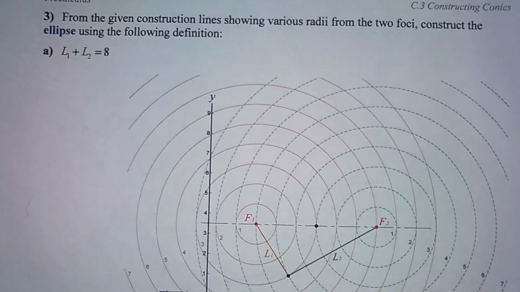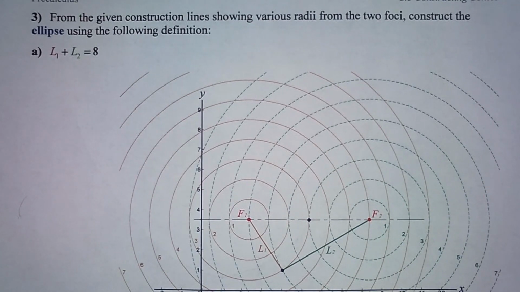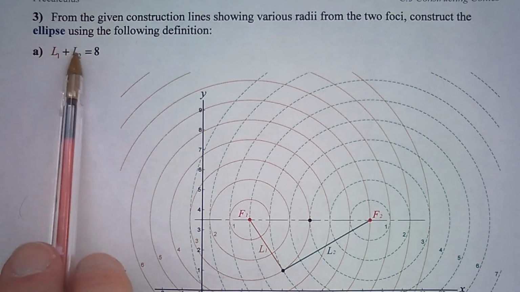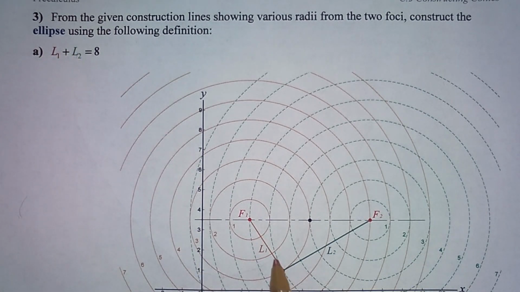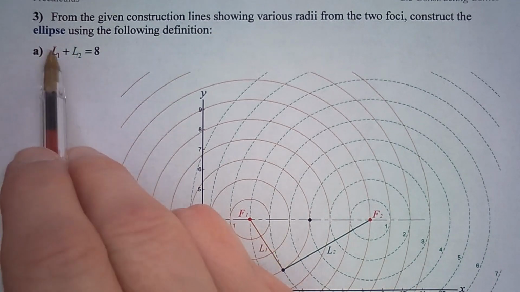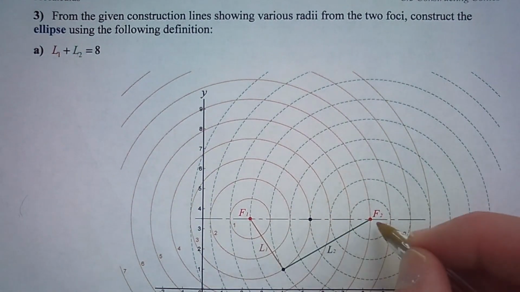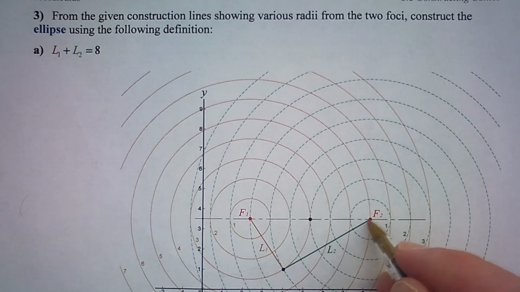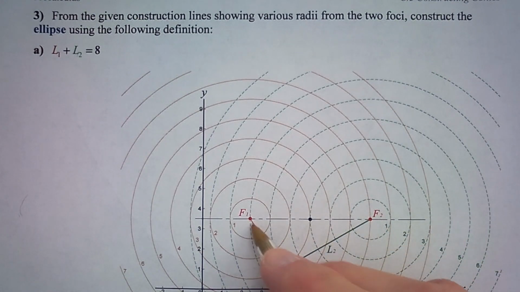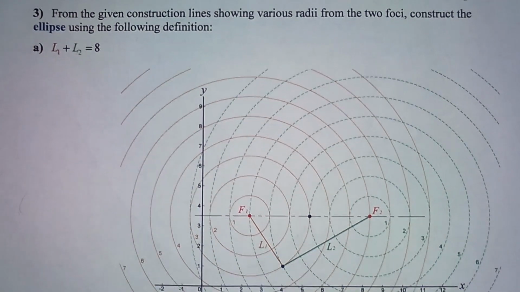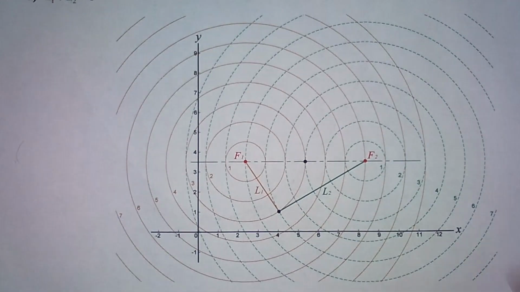Okay, now we will graph an ellipse. So with this ellipse, L1 and L2 will always equal some constant. So for this particular one, L1 plus L2 will equal 8. And again, I have 2 foci. And this segment plus this segment will always equal the same number. In this case, they are going to add up to 8.